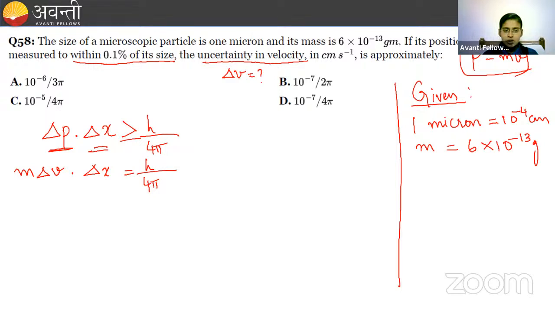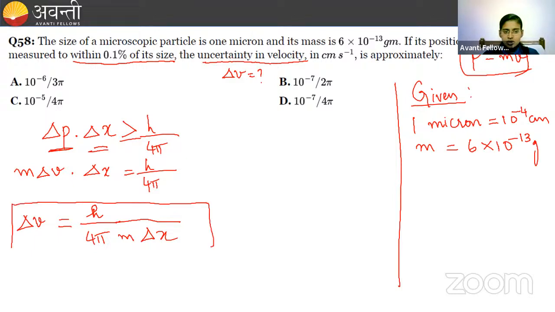So now what we have to calculate? We have to calculate delta V, which is equal to 1 by 4 pi, or h by 4 pi, divided by m into del X. So this is the formula. This is the required formula.